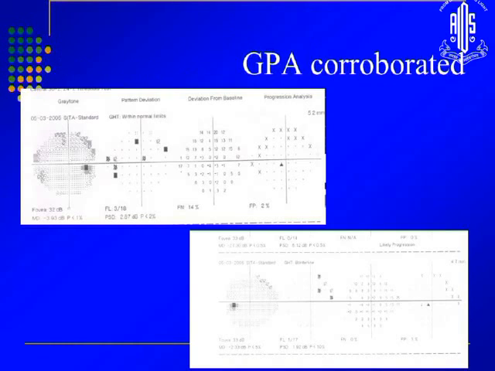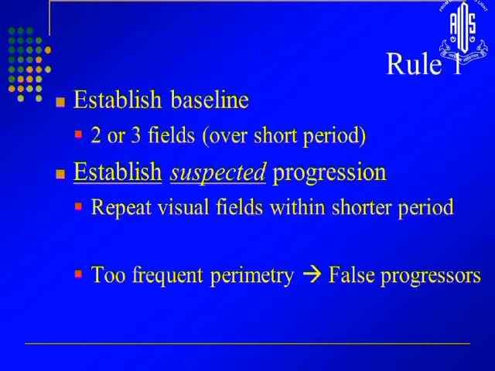Then we see the GPA shows that it is fairly normal and there's not much change from the very beginning. So basically all the defects that we saw, the progression that we saw, was artifactual and didn't correlate with what we saw on the optic disc. So what to do with these situations when we have this sort of picture? Number one, establish a baseline, as we have discussed: have 2 or 3 visual fields over a short period of time.